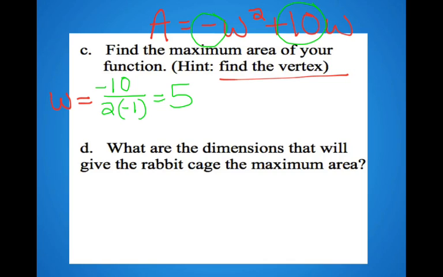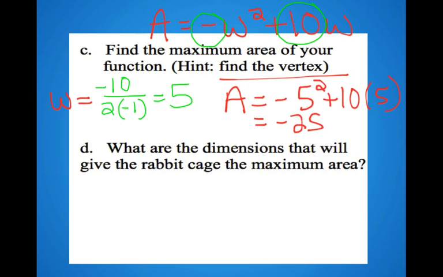So then what we can do is plug in 5 into the function to get the y coordinate, or the a in this case. So a equals negative 5 squared plus 10 times 5. So that's negative 25 plus 50. So the maximum area would be 50. And if we're talking feet, then that would be 50 feet squared. And this is 5 feet for the width.